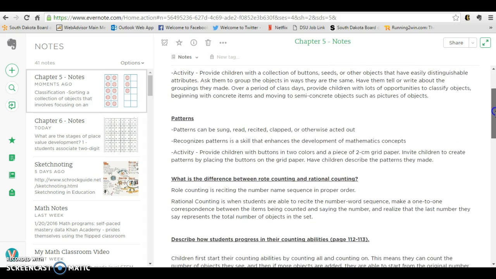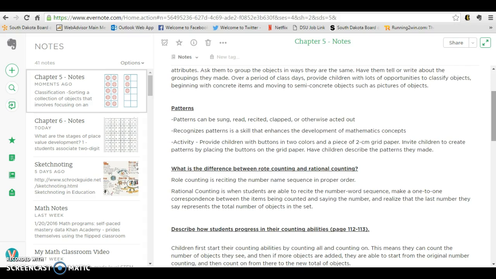And then patterns. Showing children how to do patterns is a skill that enhances the development of mathematical concepts. And an activity you can do is give them buttons of 2 colors and then have them create patterns, and then ask them why and describe the pattern that they did.